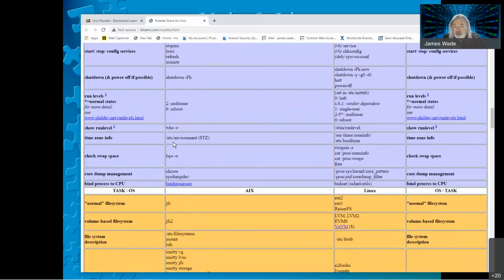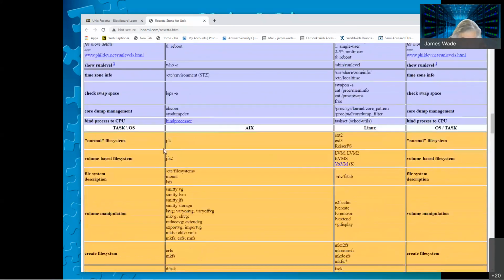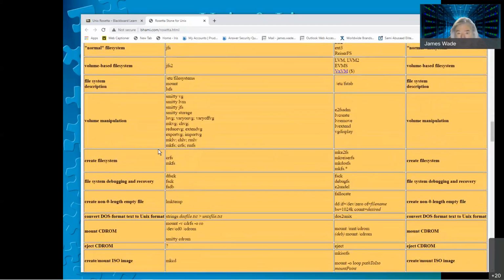But getting around Unix and moving around, like cd, ls, and the directory structures, are pretty much the same from OS to OS. They all have an etc directory, every one of them. They all have a bin directory, every one of them. It's the same, okay?